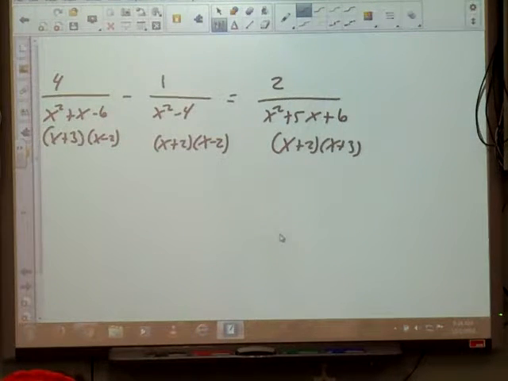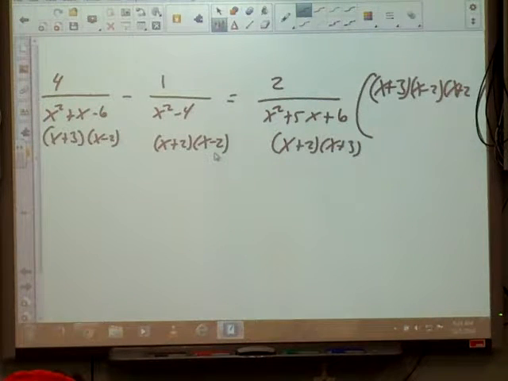Alright, so let's look at what we've got now. What we've got to multiply the whole thing by. It's got to have an x plus 3, so I'm going to put x plus 3 out here. It's got to have an x minus 2. Okay, it's got to have an x plus 2.